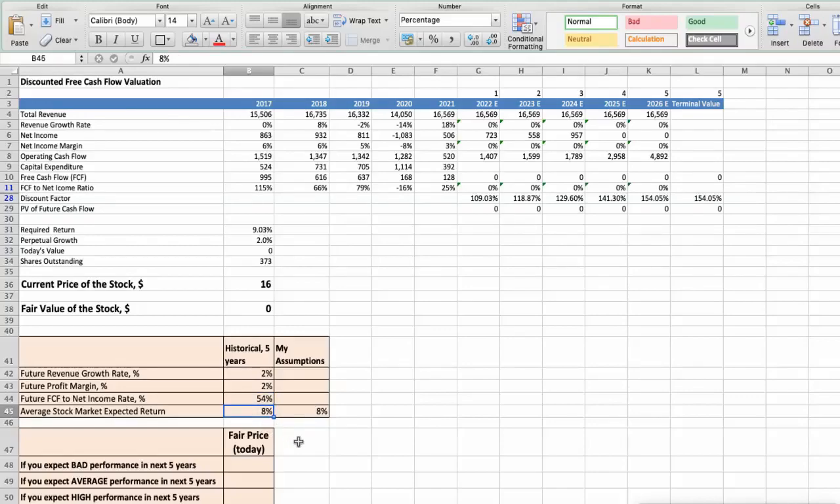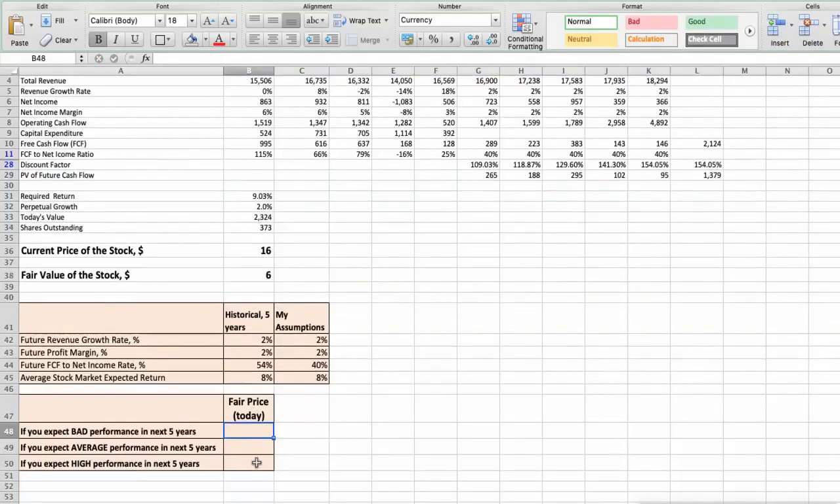Now, let's consider 3 different scenarios for Gap Company: bad, average, and good. First scenario. Gap will have bad performance in next 5 years, and we will use the following parameters in our calculation. Future revenue growth rate would be low, 2%. Future profit margin would be low, 2%. Future free cash flow to net income rate would be low, 40%. In this case, the fair value of the stock today would be $6.